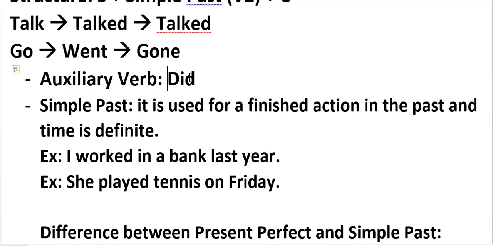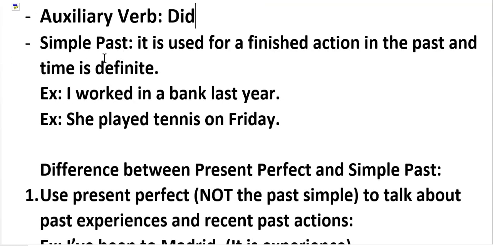the auxiliary verb that we use for simple past, which is did. You know auxiliary verbs, why we use them: to form the structure of negative, positive, and question in a sentence. For example, simple past. Very short, very quick. It is used for a finished action, one thing, in the past, and time is definite.